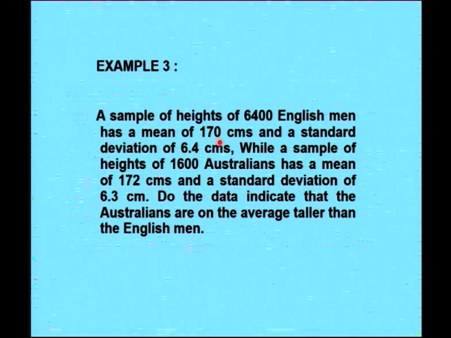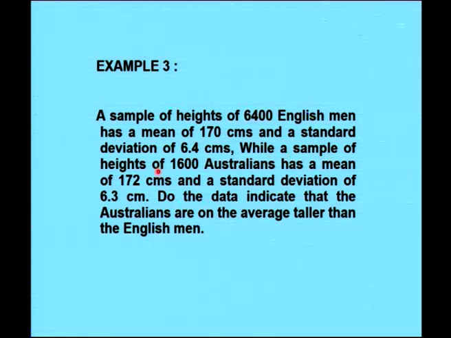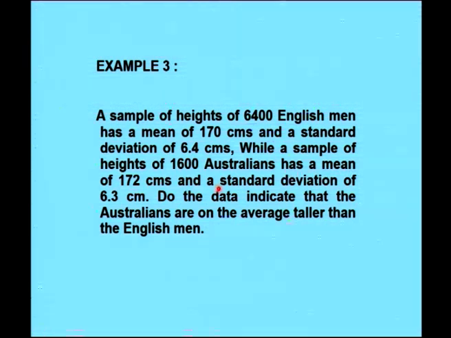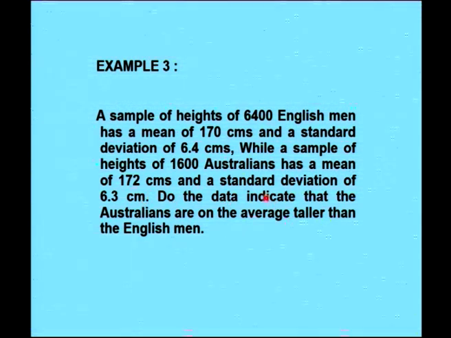So, we will go ahead with the next example in continuance with the large sample test. A sample of heights of 6400 Englishmen has a mean of 170 centimeters and a standard deviation of 6.4 centimeters, while a sample of height of 1600 Australians has a mean of 172 centimeters and a standard deviation of 6.3 centimeters. Do the data indicate that the Australians are on the average taller than the Englishmen? Okay. The information is given in the question.